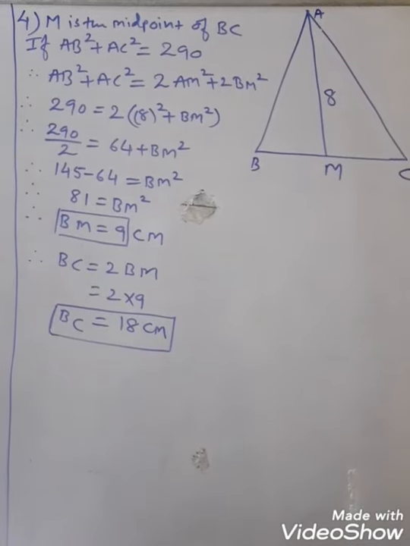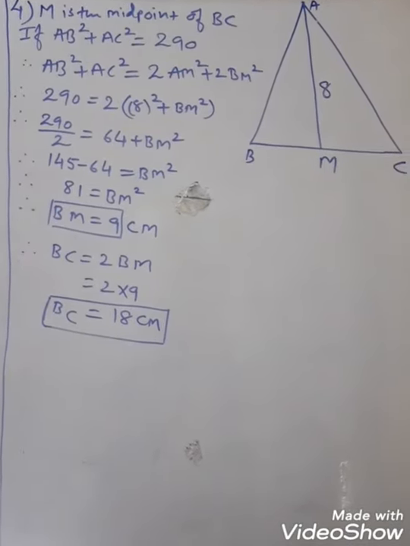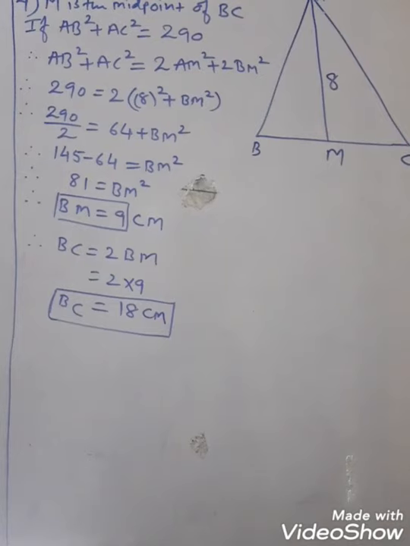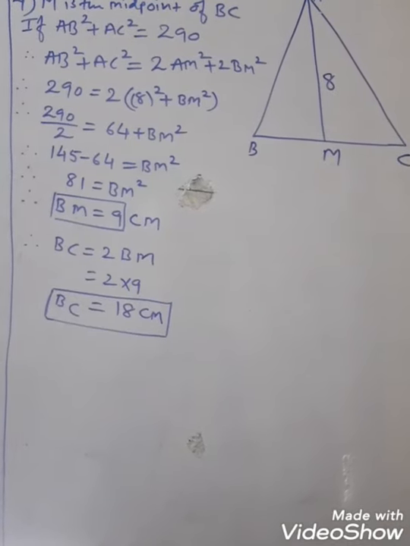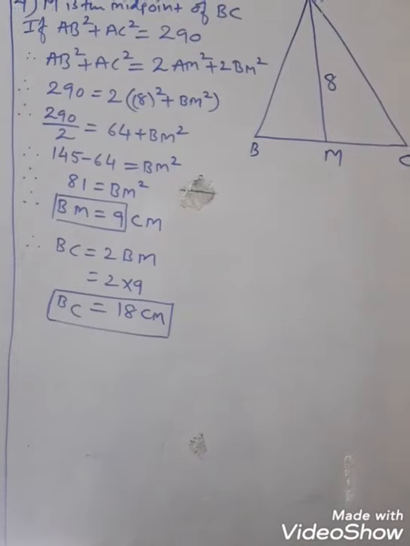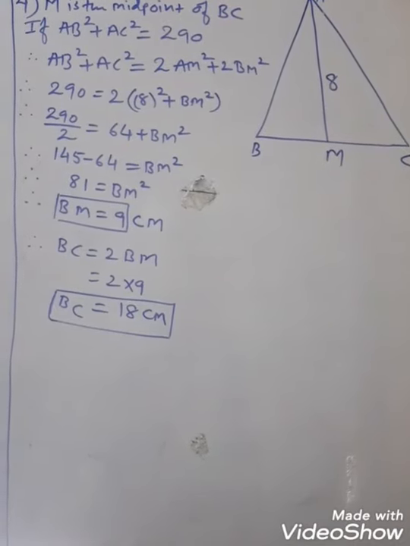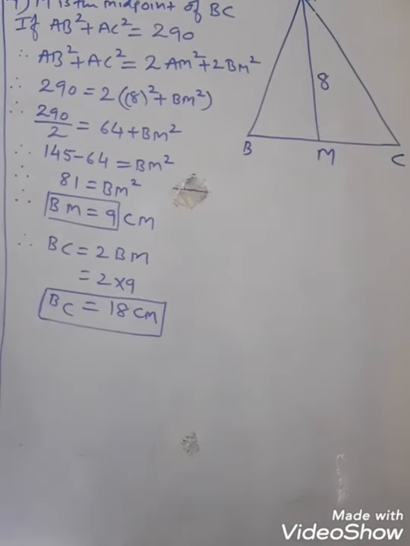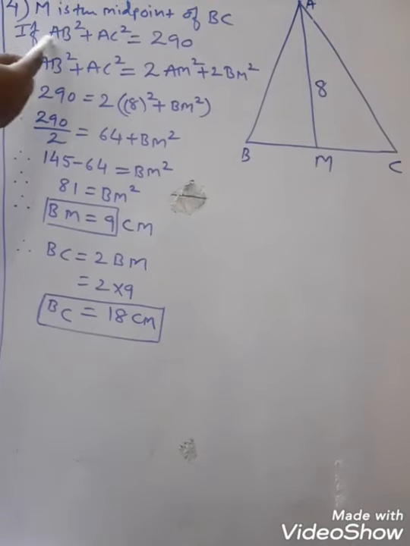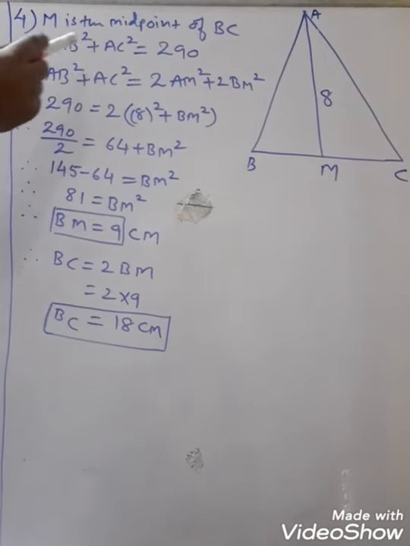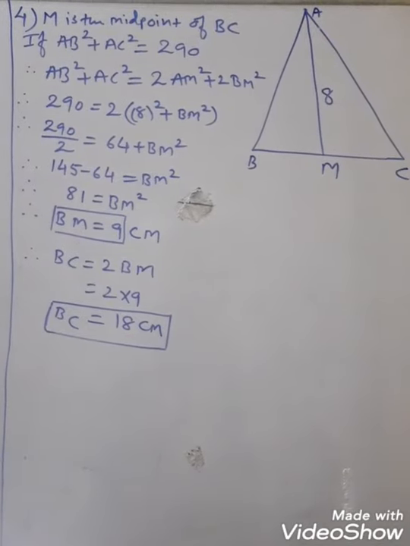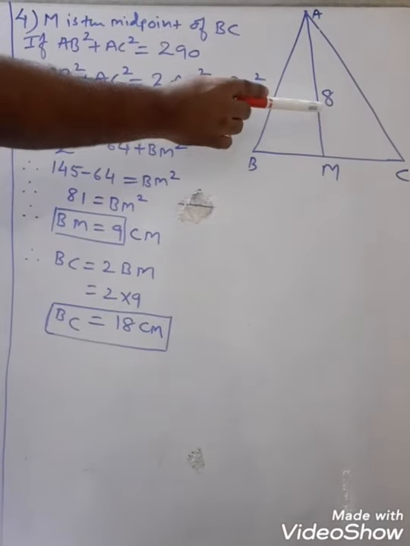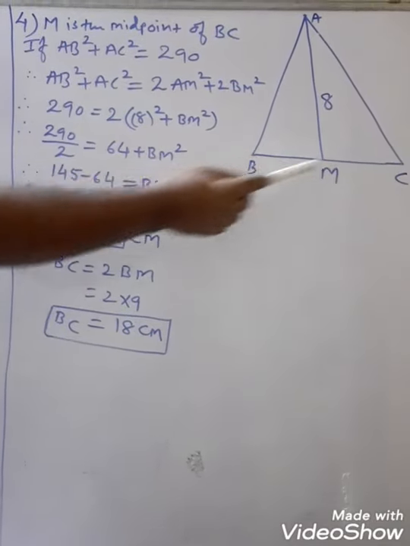Fourth one, this is also the same as first and second. In that it is given, in triangle ABC, point M is the midpoint of BC. AB square plus AC square equals 290 and AM equals 8 and BC is to be found. Again M is the midpoint of BC and this is given over there. So we use Apollonius theorem. Here Apollonius theorem is AB square plus AC square equals 2 times of AM square plus 2 times of half of any side, that is BM.